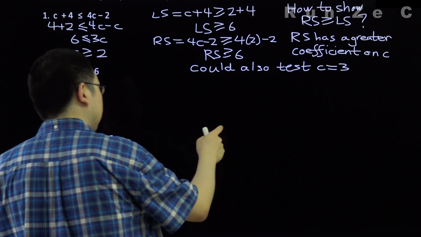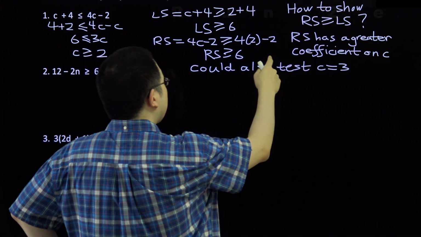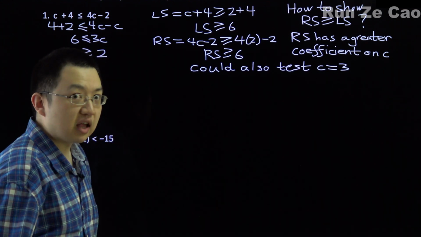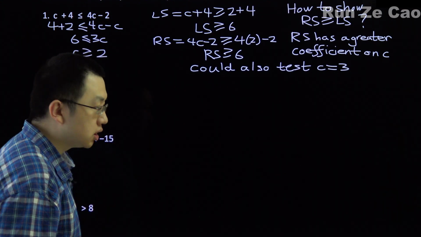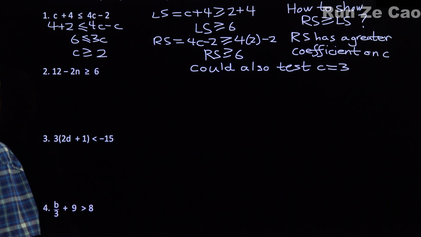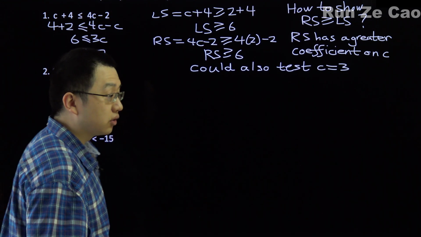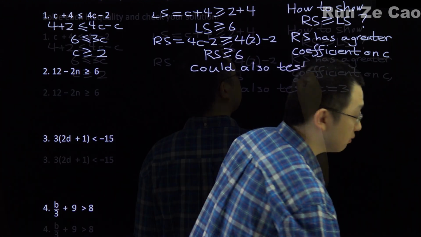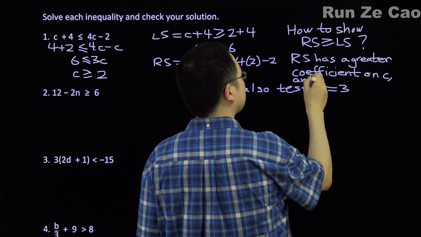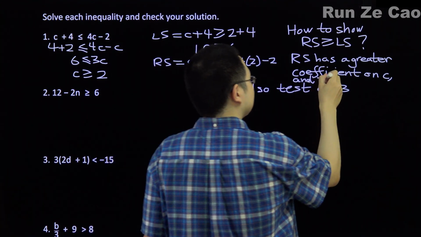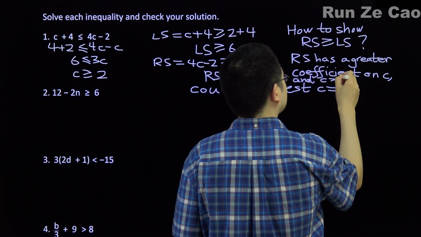It's less theoretical and less universal than the right side has a greater coefficient version. And what else? Also, C is positive. So C being positive is kind of important for the greater coefficient to work. C is greater than 0.